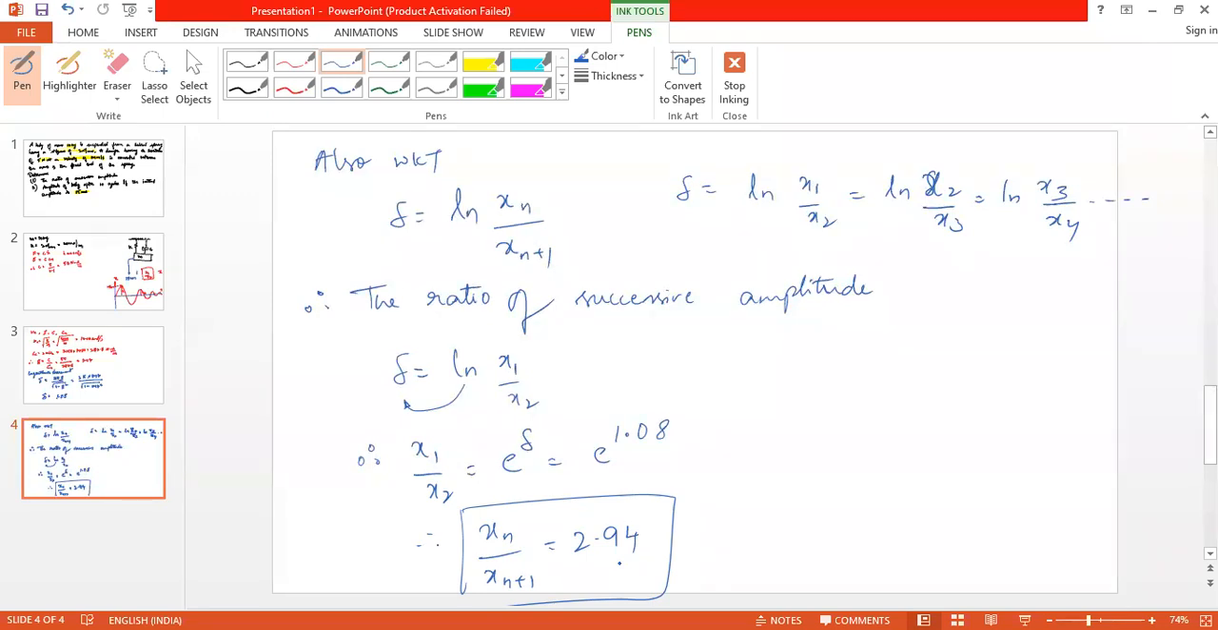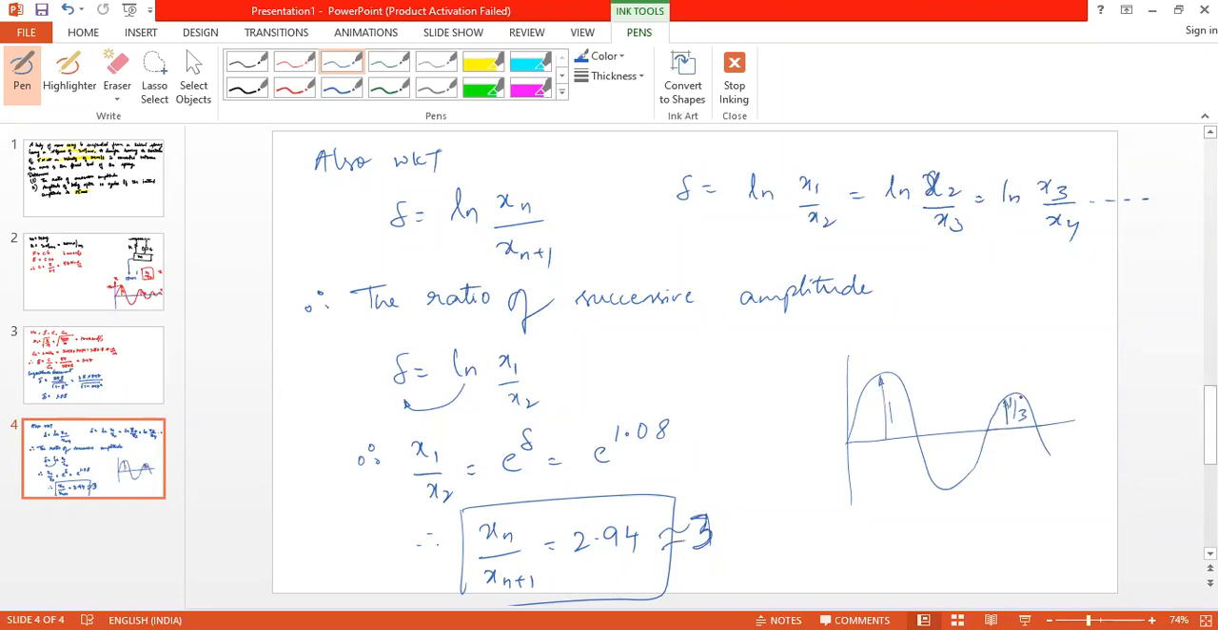The decrement between one amplitude to another amplitude will be 2.9. Okay, this I can say is approximately equal to 3. The meaning is, if the amplitude of the first cycle is 1, then the amplitude of the second cycle is 1 by 3.